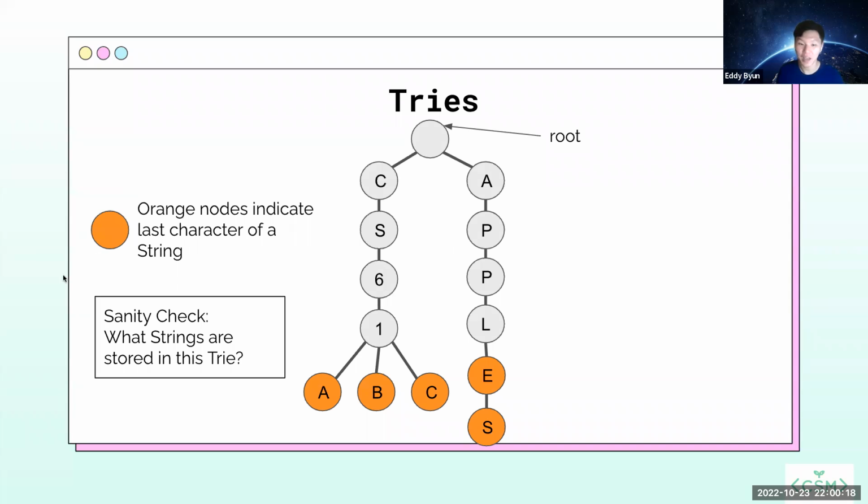So here's a trie that I made. Here's a root node, and the orange nodes indicate the last characters of a string. So a quick sanity check is to ask yourselves what strings are stored in this trie. I would recommend you pause the recording, and I'll go over the answer in 3, 2, 1. So hopefully we got CS61A, CS61B, CS61C, Apple, and apples.